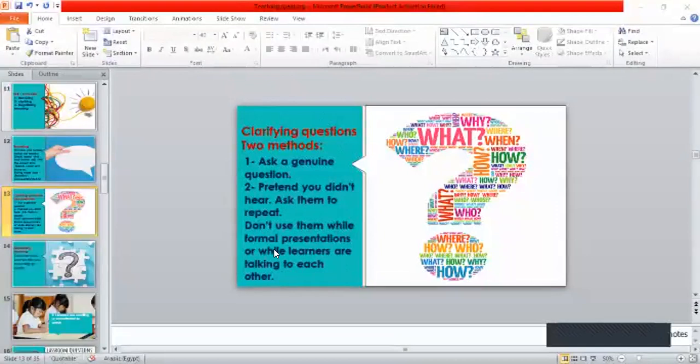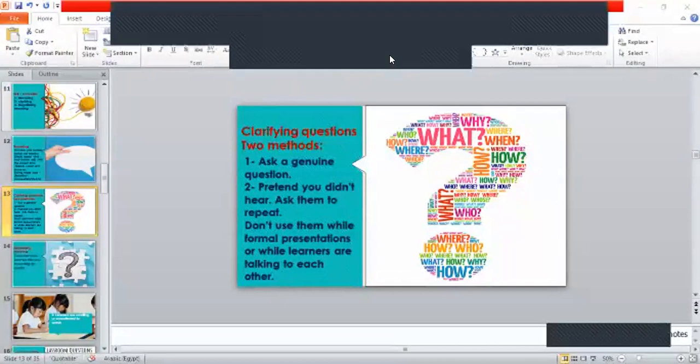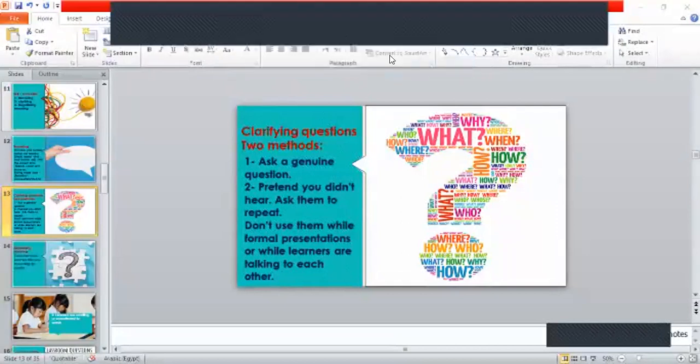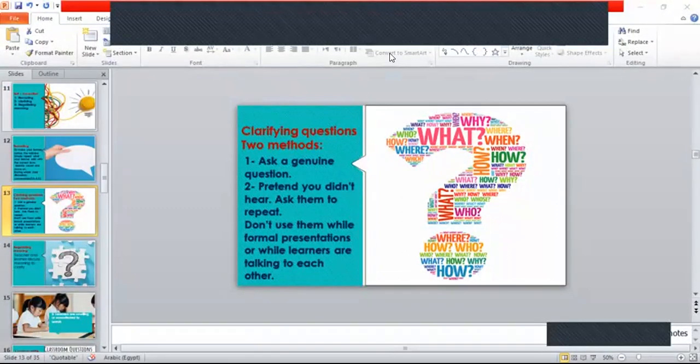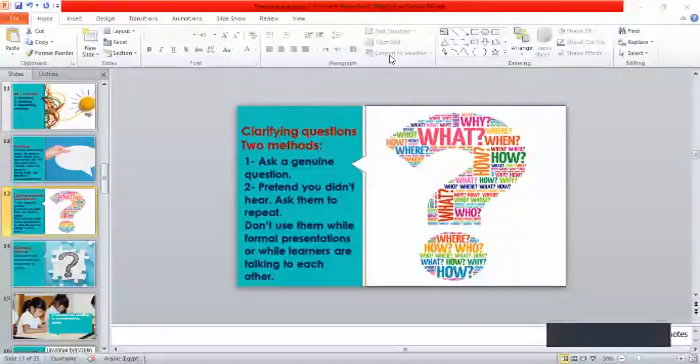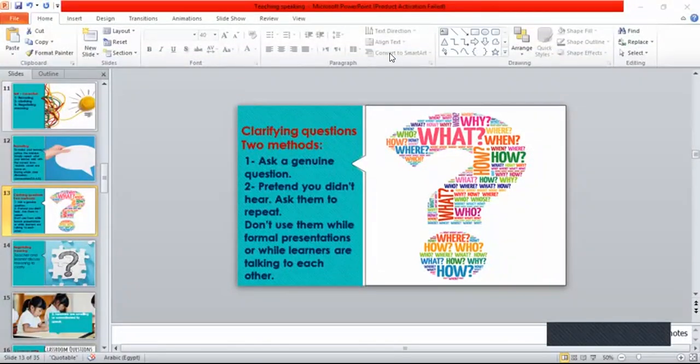So you can ask a question, you can ask for clarification, you can recast, okay? But don't correct them directly because it will let them down, okay? So it's not a good idea to correct your students using the direct way. It's not a good idea to use the direct way during the formal presentation, because I think it's really embarrassing.